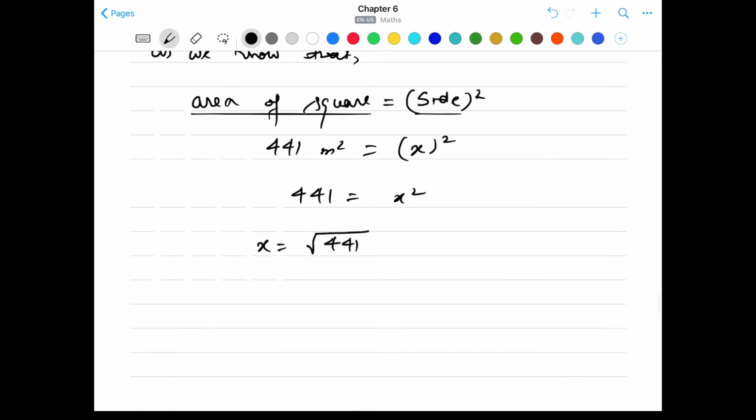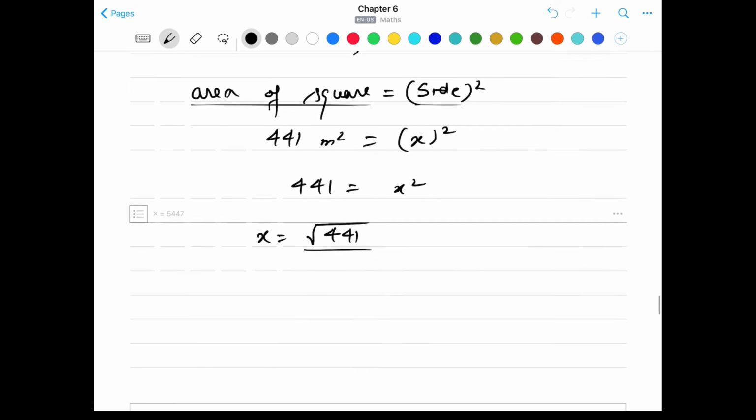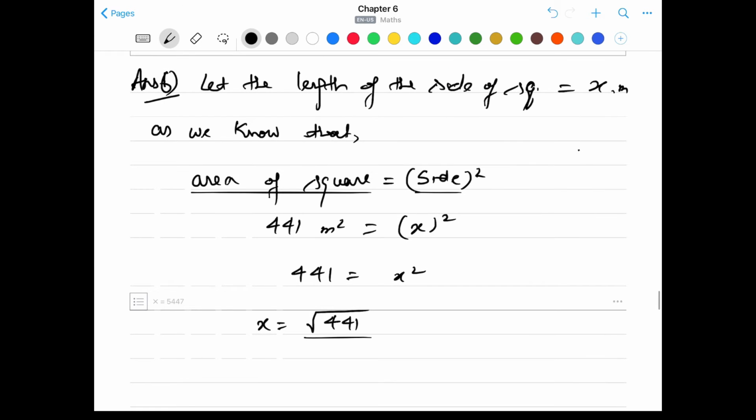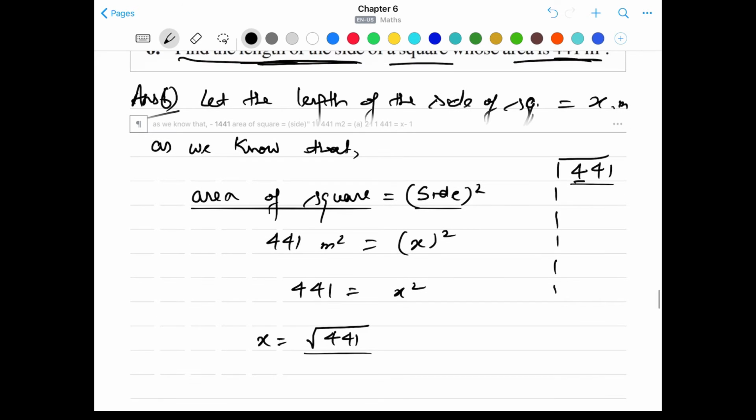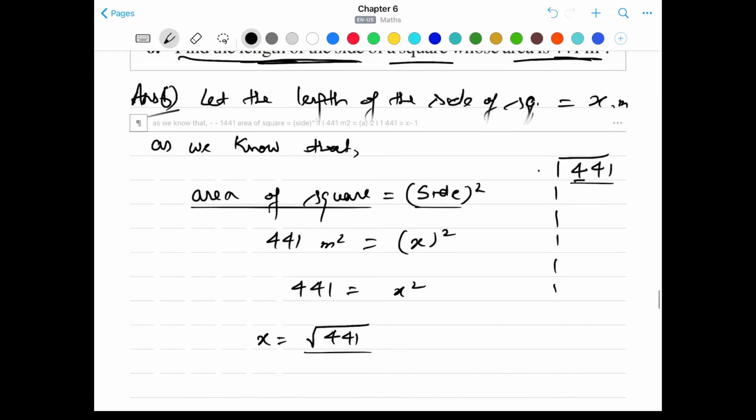So now what we have to do here is find the square root of 441 by the division method. Let's write the number here, 441. Write one line in front of it and one on the upper side. Now we have to make pairs of digits from the right hand side, so we have one pair, which is 41, and then we have a single digit 4. Now we have to think of a number which when multiplied by itself gives a number less than or equal to 4. So clearly that number is 2. When you multiply 2 into 2, you will get 4.